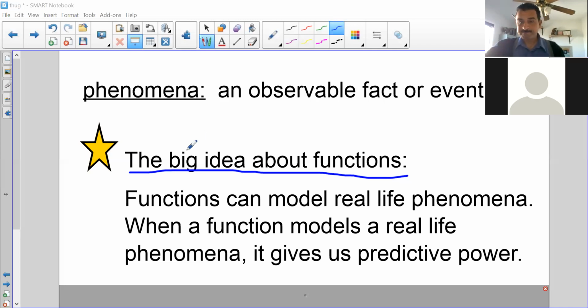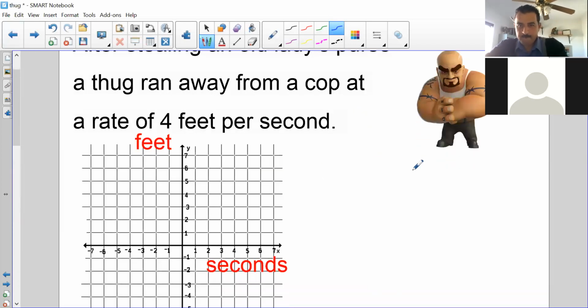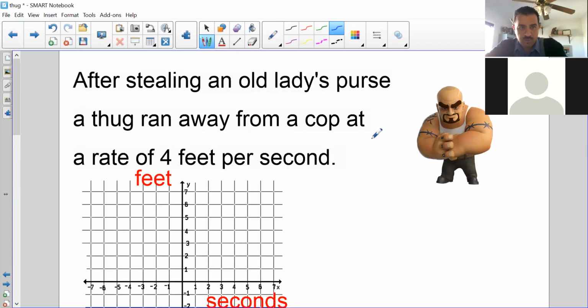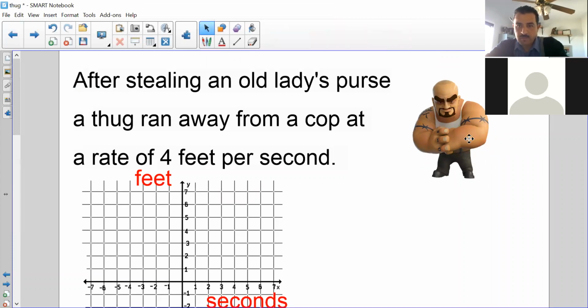Now, let me show you a real life phenomenon that's kind of funny and silly at the same time. Okay, so what is it? Let's take up the phenomena of a thug. A thug from Pomona. And there he is. You see the thug right there. Okay, there's a Pomona thug, a cartoon of him.